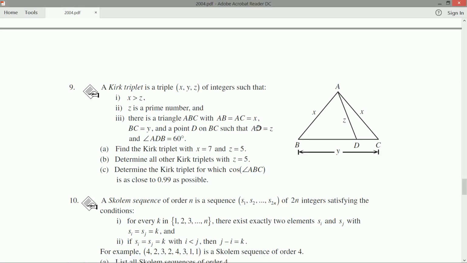BC is Y. Okay, so we got an isosceles triangle, and there's a point where this length is Z and this angle is 60. That means this angle is 120. Oh, okay, but those are the only 3 conditions.